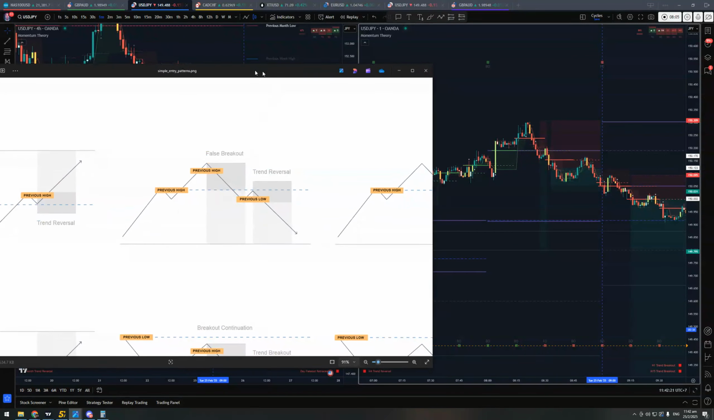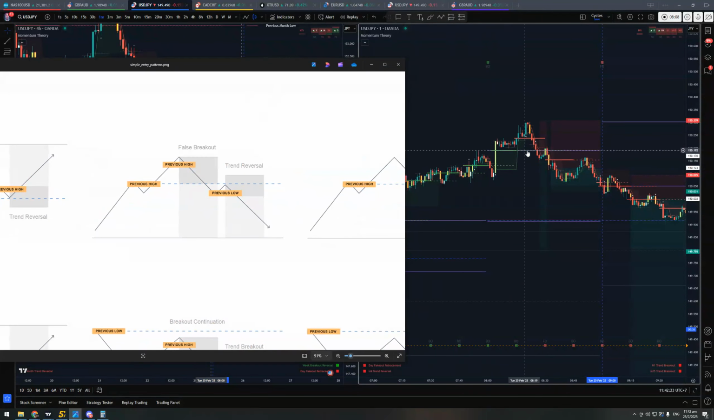So simple entry pattern right here, breaking out. It's the M15 breakout, faking out a high. That's an M15 breakout reversal, and then flipping that is a false breakout. This is the first entry. Second entry is a trend reversal, the previous low below the breakout level.